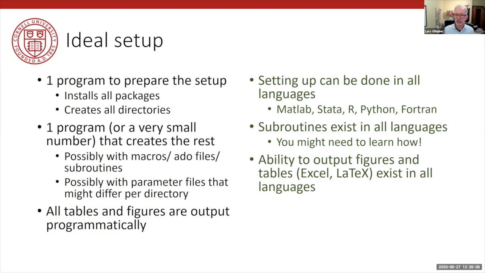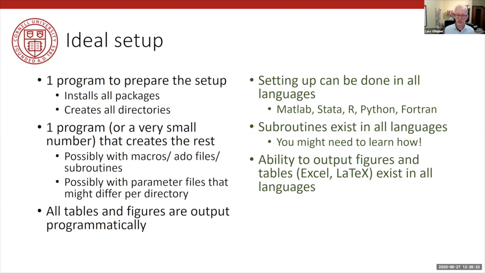This kind of setup can be done in every single programming language that you can think of. MATLAB, Stata, R, Python, Fortran, C, whatever you can think of, you can do it in that. Subroutines to automate loops and things like that exist in every language. They might not be called subroutines. They might be called do files. They might be called macros. They might be called something else. But they exist in every language. And they are an enormous time saver if you think of the fact that you're supposed to run this again just before submission, right?